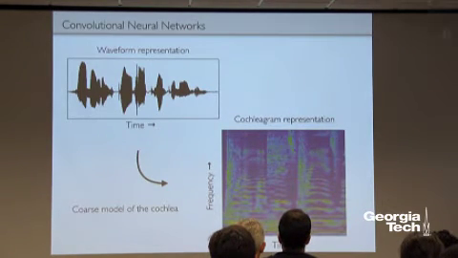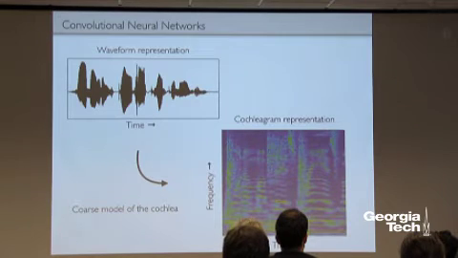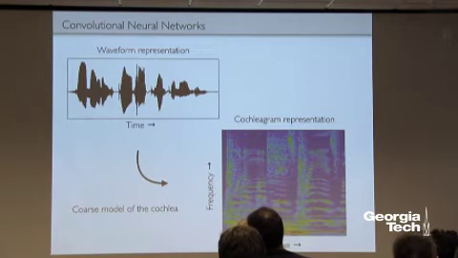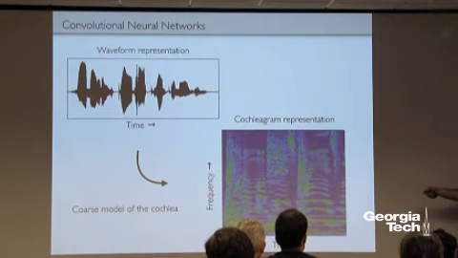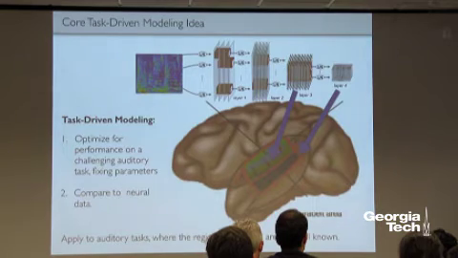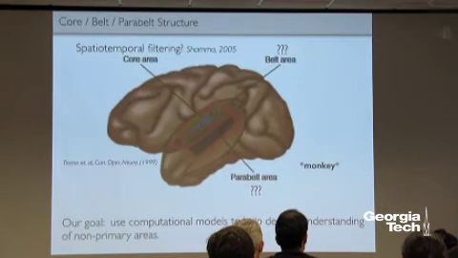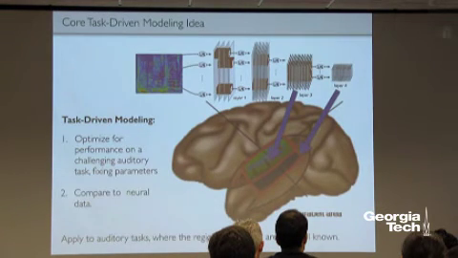I tried a bunch of different ways of dealing with this. Actually, 1D convolutions were the most obvious thing since time is evidently local. But it also turned out to be more efficient to treat frequency as local as well, that is to say, use a coarse model of the cochlea as the input, transforming amplitude into this type of diagram, this cochleogram representation, and stick those into a convnet. So the strategy was to optimize for performance on a challenging auditory task, and then compare to neural data.